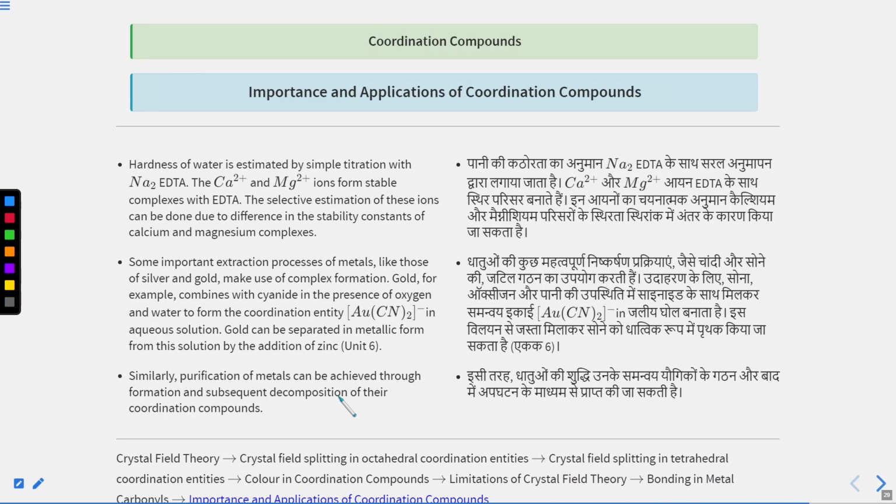So the hardness of water is estimated with the help of titration with EDTA. The Ca2+ and Mg2+ ions form stable complexes. The selective estimation of these ions can be done due to the difference in stability constants. Okay. So you can just read all this. I'm not going through all of this.